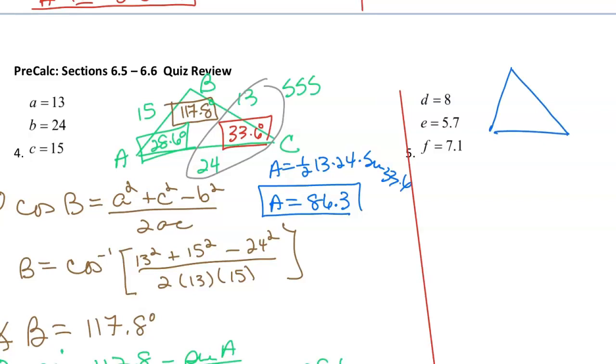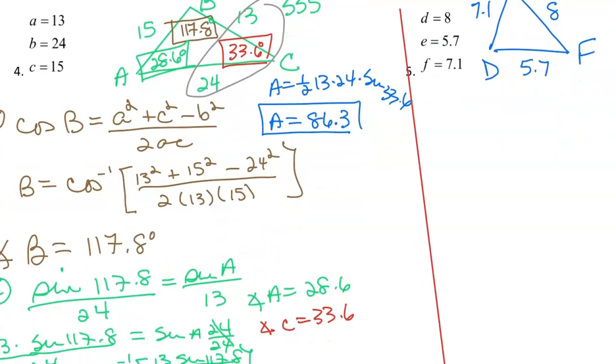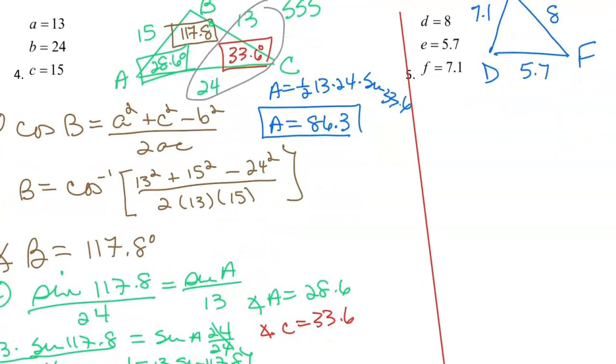Now, notice that my sides are not ABC. That's okay. Life will go on. We can handle that. F, and this is 7.1. Okay, so I have a situation where they gave me side. Side always requires me to use law of cosines to solve.